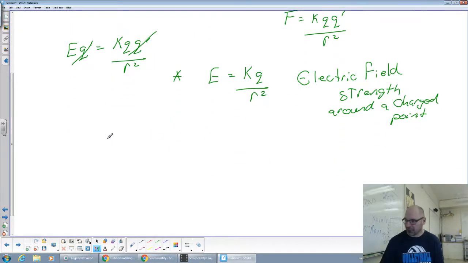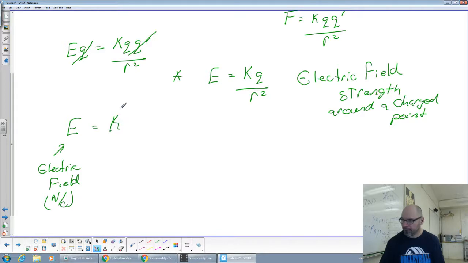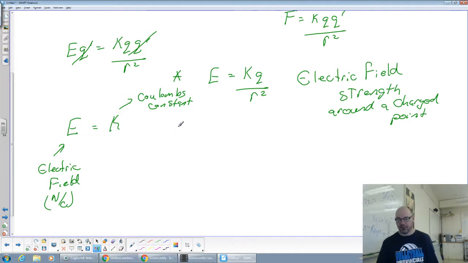Okay, so if we have that, this is the electric field strength, but we'll just call it electric field because we know it's a strength. That's in newtons per coulomb. K is Coulomb's constant, that's 9.0 times 10 to the 9 newtons per meter squared per coulomb squared. Q is the size of the point charge.